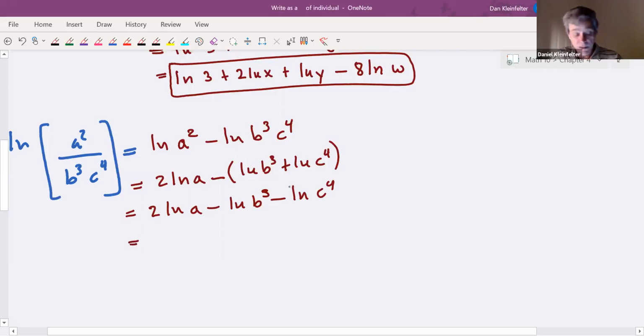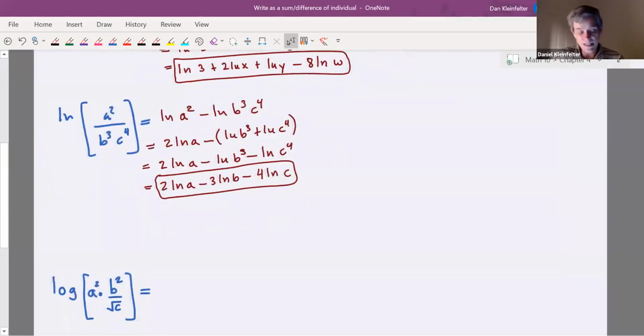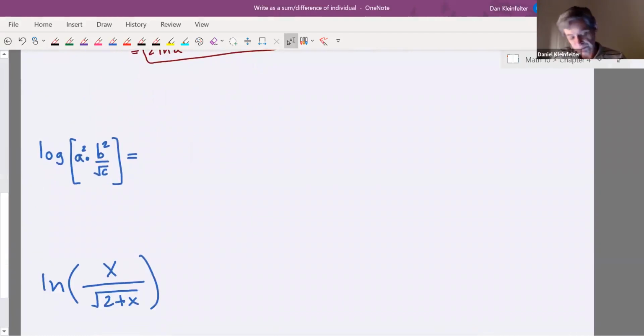And then let me bring those exponents around front. So we have 2 natural log a minus 3 natural log b minus 4 natural log c. Okay. All right, so that does that one. We have a couple more.